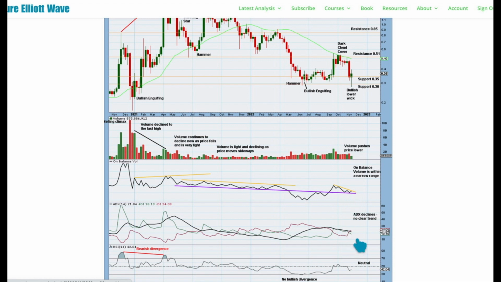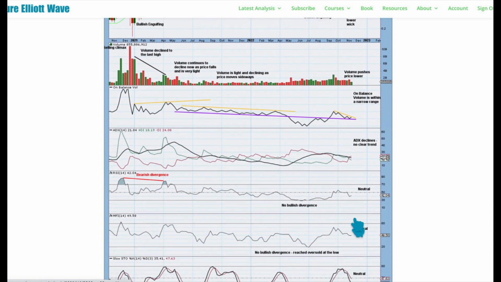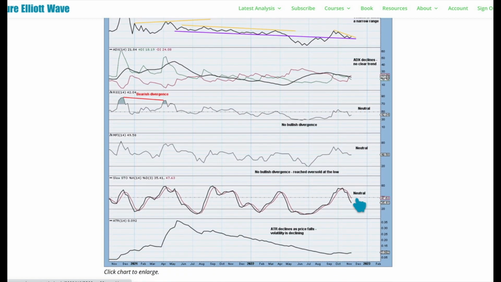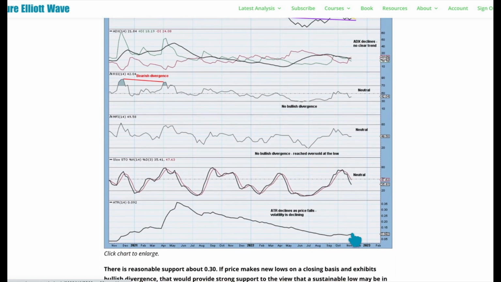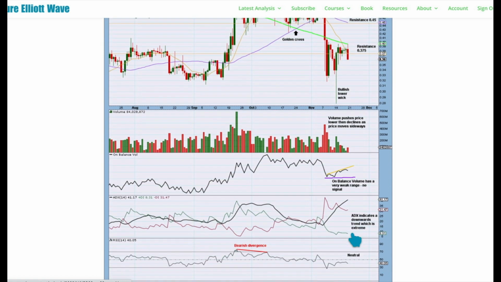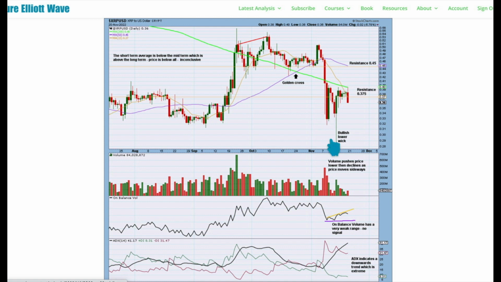At the weekly chart level, ADX is declining. There is no clear trend at this time frame. RSI, money flow, and stochastics all neutral, and ATR starting to flatten off. At the daily chart level, there's a strong bullish long lower wick for the spike down. On balance, within this session, the balance of volume looks like it is upward.